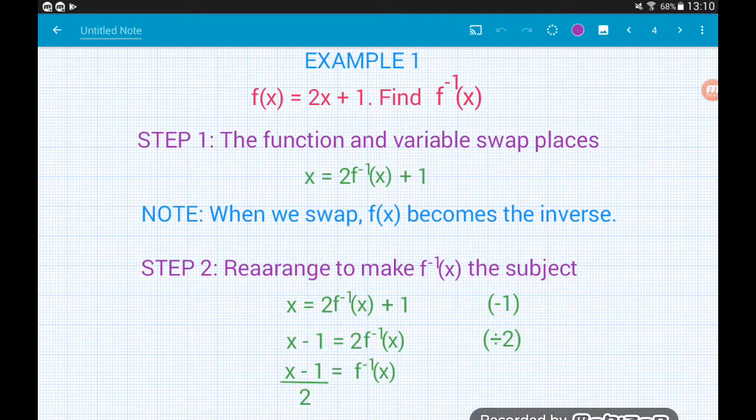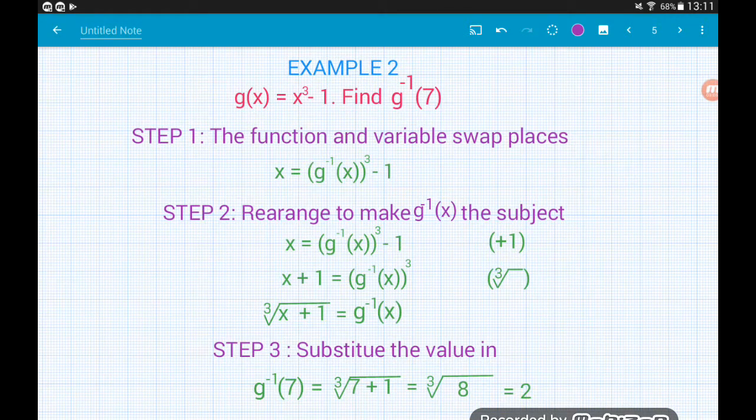So we subtract the 1, that gives us x minus 1 equals 2 lots of f inverse, and then we divide by 2. That tells us that f inverse is equal to x minus 1, all divided by 2. There's our inverse function.